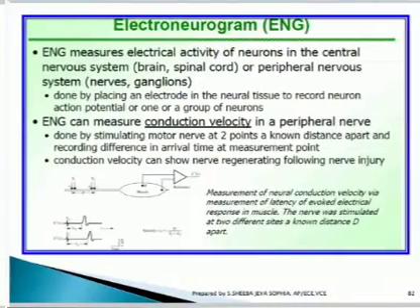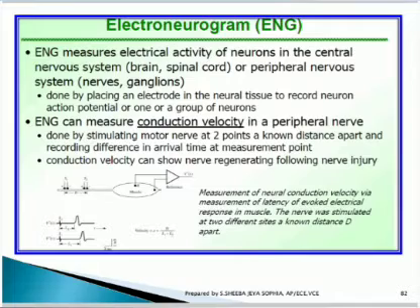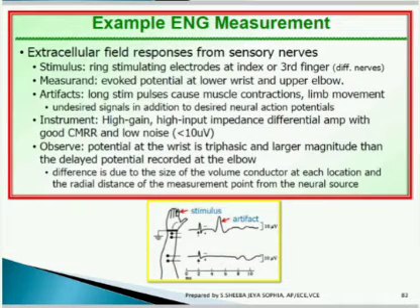Moving to the electroneurogram, ENG, it measures the electrical activity of neurons in the central nervous system or peripheral nervous system, and it measures the conduction velocity of a peripheral nerve to find its stimulus and its response. Here you can see an example of ENG measurement, how the stimulus is created and its artifacts are measured.